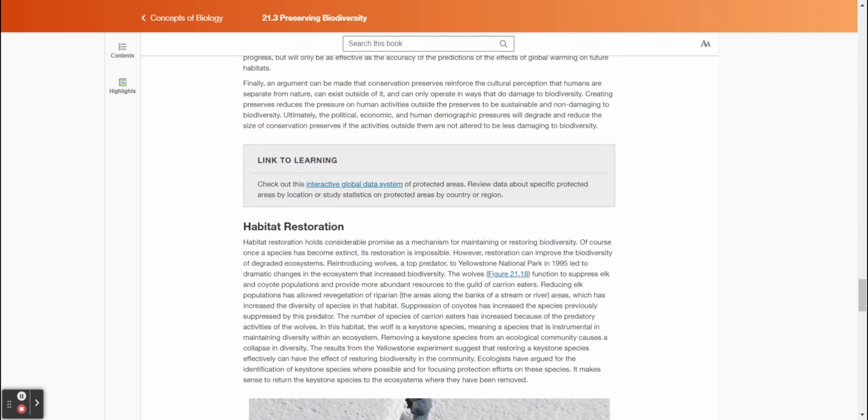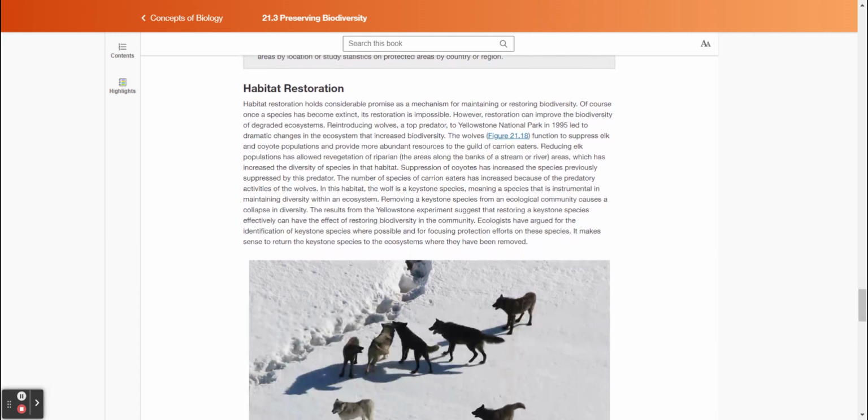Finally, an argument can be made that conservation preserves reinforce the cultural perception that humans are separate from nature, can exist outside of it, and can only operate in ways that do damage to biodiversity. Creating preserves reduces the pressure on human activities outside the preserves to be sustainable and non-damaging to biodiversity. Ultimately, the political, economic, and human demographic pressures will degrade and reduce the size of conservation preserves if the activities outside them are not altered to be less damaging to biodiversity.